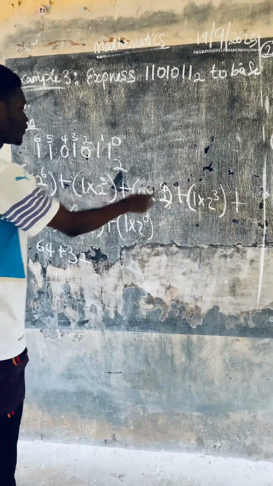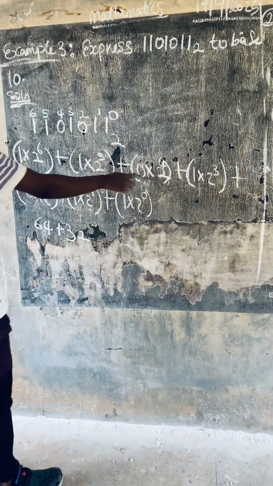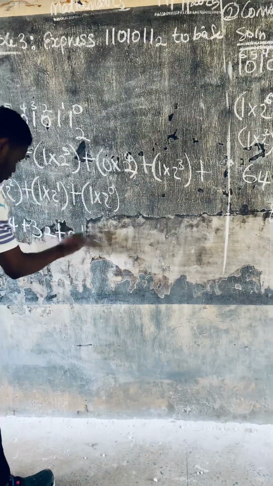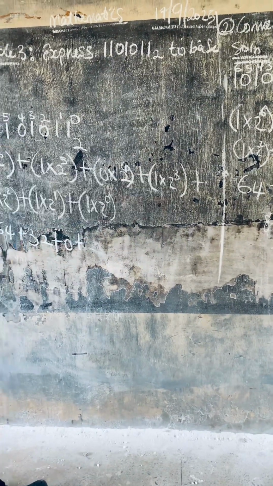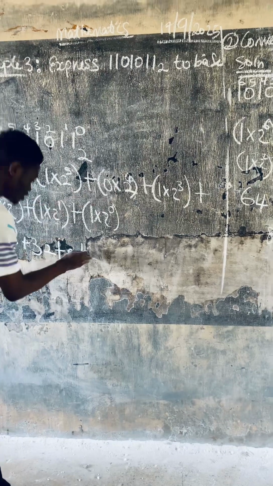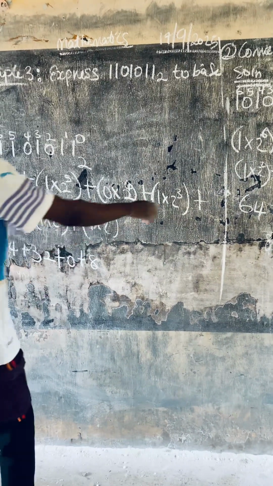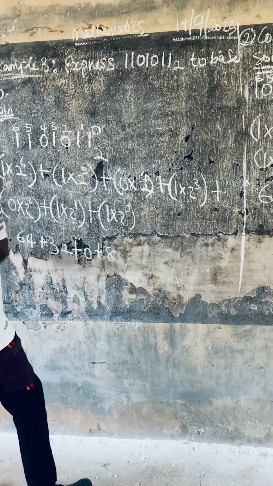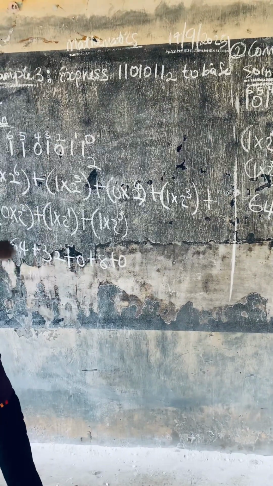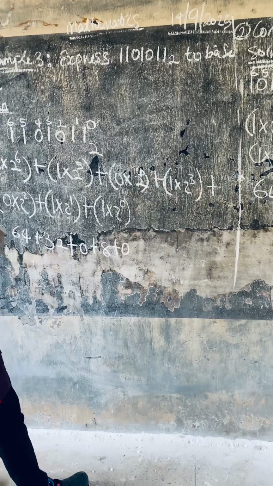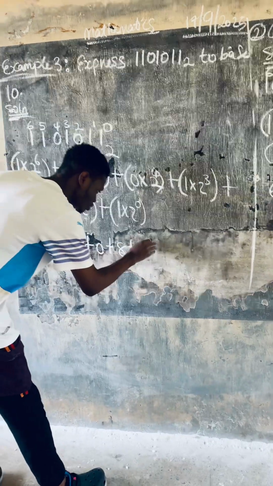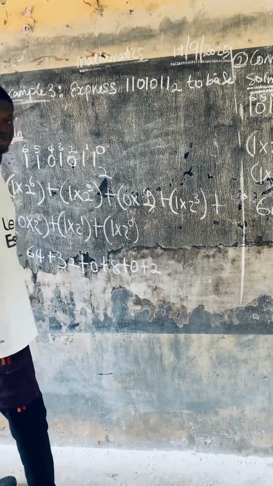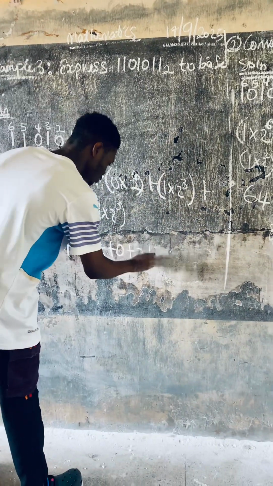So 2 to the power of 4 will give us 16. Times 0 will give us 0. Plus 2 to the power of 3 will give us 8. Times 1 will give us 8, right? Then plus 2 to the power of 2 will give us 4. Times 0, 0. So 2 to the power of 1 is 2. Times 1 is 2. 2 to the power of 0 is 1. 1 times 1, 1.